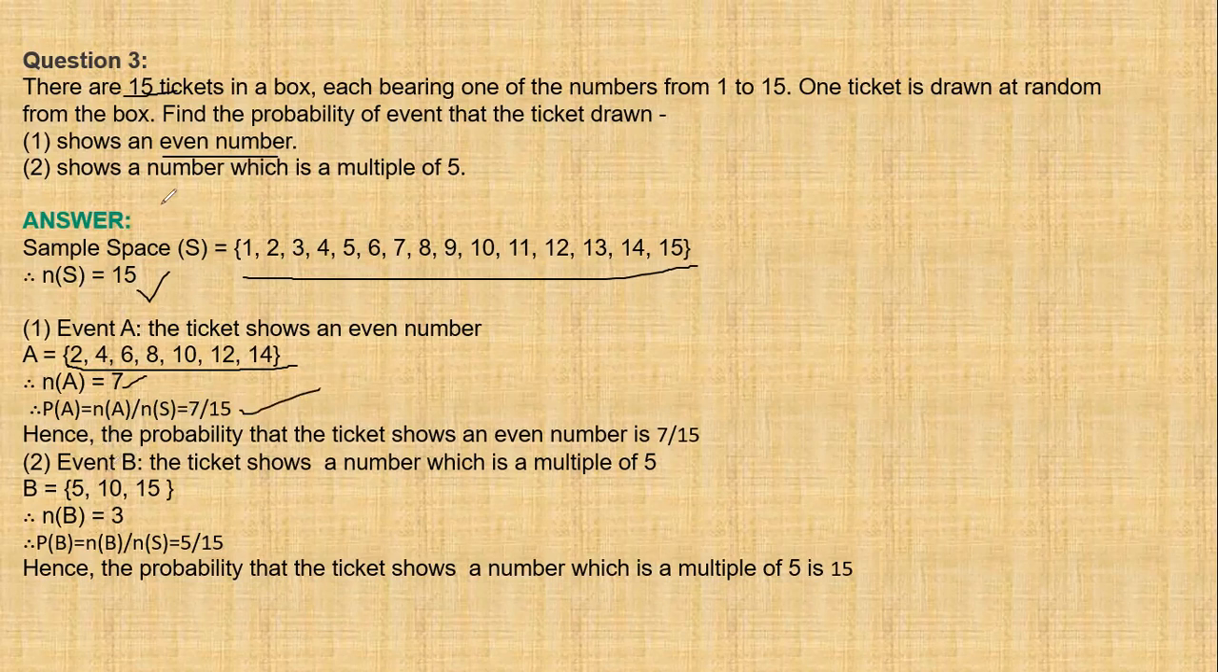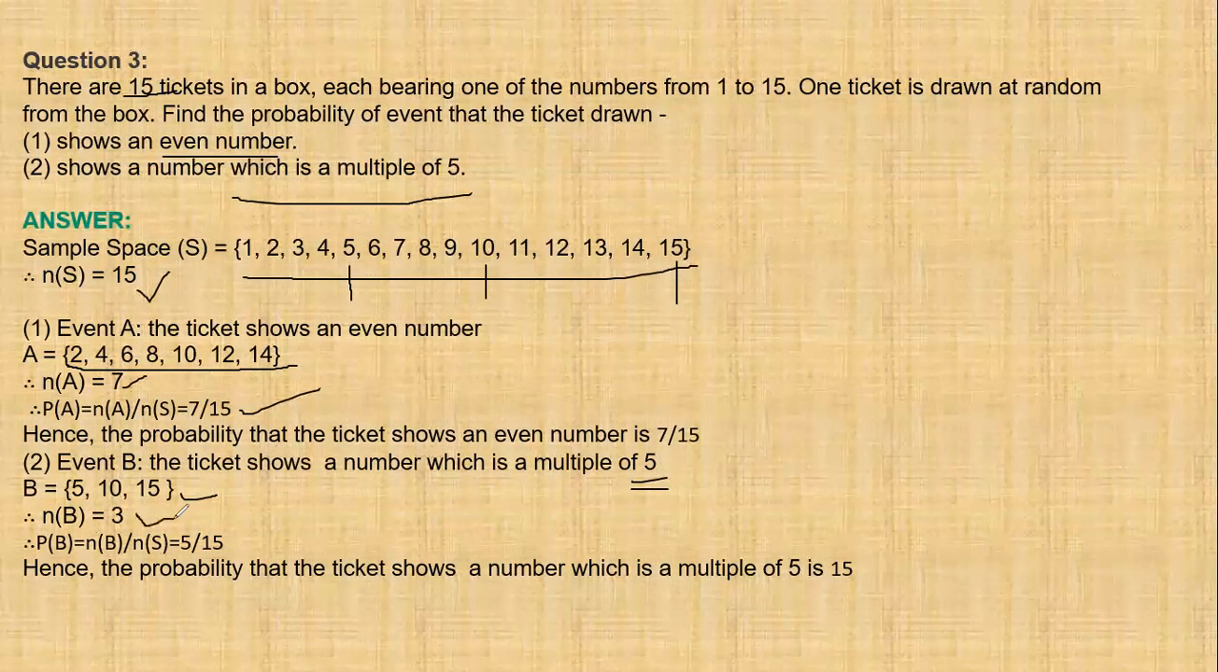Event B is given there: a number which is a multiple of 5. So which numbers are the multiples of 5? 5, 10 and 15. Which are multiples of 5. So number of B is 3. So the probability of B is 3 upon 15.